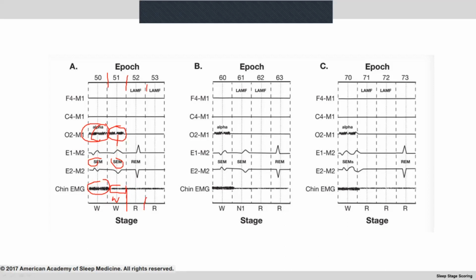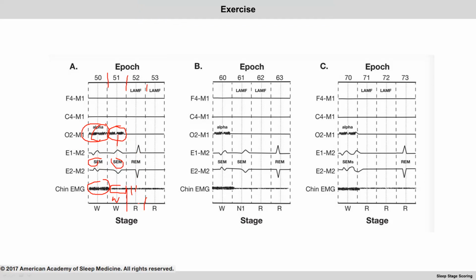So here, low amplitude mixed frequency is there, and low chin EMG, that criteria is there. Now rapid eye movement is there with low EMG. So remember that rapid eye movement is only present during wakefulness and REM sleep. And what is the difference? Chin EMG. If EMG is lowest, then it is REM sleep. If chin EMG is higher, then it is wake state.